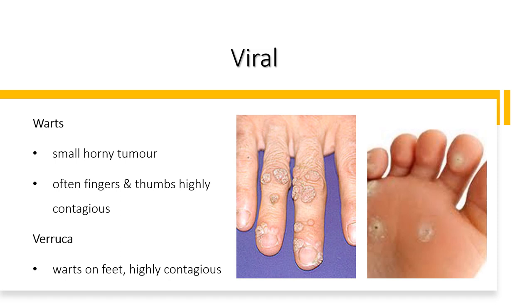So warts are usually found on the fingers and thumbs, highly contagious. And verrucas are also highly contagious, and they're normally warts of the feet. The virus, viral infections, tends to embed itself in the cells, and although the verruca and the wart might actually go away, they can come back again if you don't actually manage to get rid of the virus within the cell.